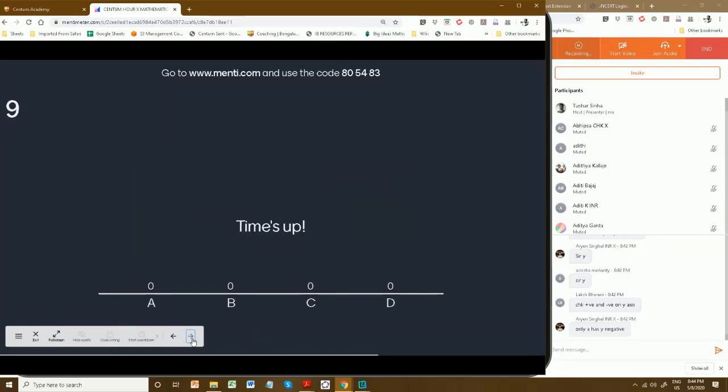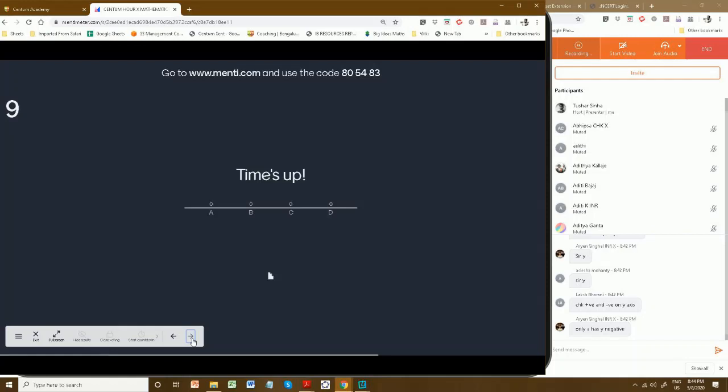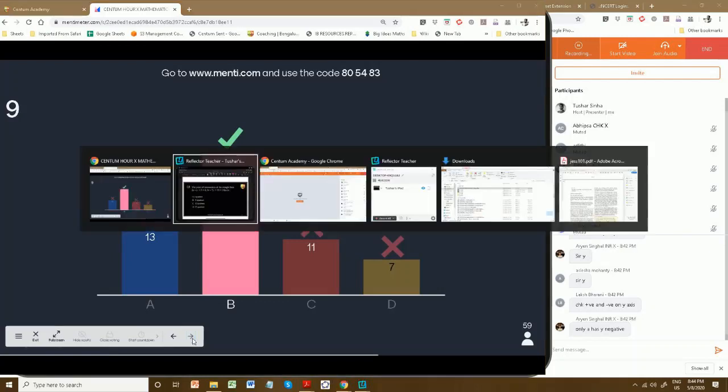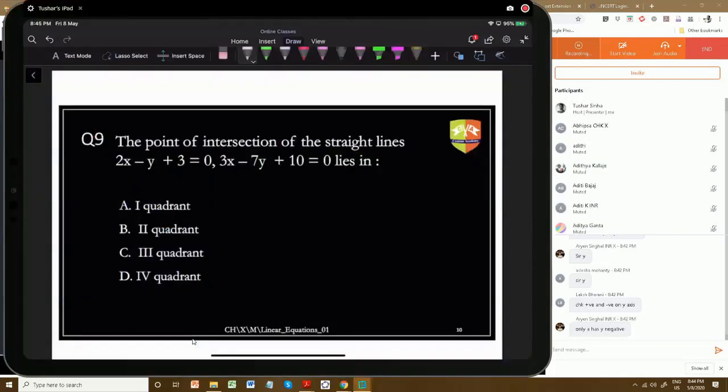Okay, fair enough. So I think most of you would have got it correct. Again, some spread is there. What was the problem? You had to just solve it, right? So use elimination and solve, that's it. Or if there is any other method, let me know. So it's 2x minus y plus 3 is equal to 0. And this was 3x minus 7y plus 10 equals to 0.